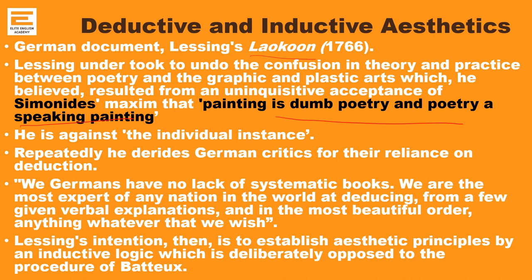Then he addresses other German critics like this: We Germans have no lack of systematic books. We have so many books. We are the most expert of any nation in the world at deducing from a few given verbal explanations, and in the most beautiful order, anything whatever that we wish. So according to Lessing, German writers and German critics are the best people because they know what to do; they are good at following the deductive method. But Lessing has another intention also, that is to establish aesthetic principles by an inductive logic which is deliberately opposed to the procedure of Batteux. So according to Lessing, all Germans are good at the deductive method, of writing poetry and understanding poetry. But he himself is good at inductive, that is from specific to general.